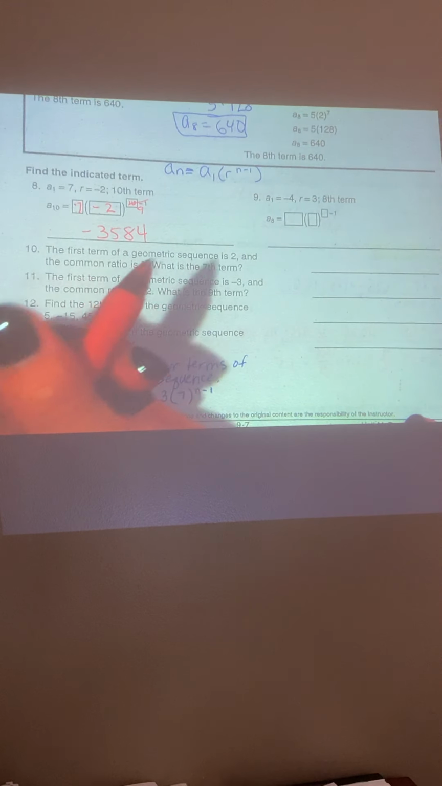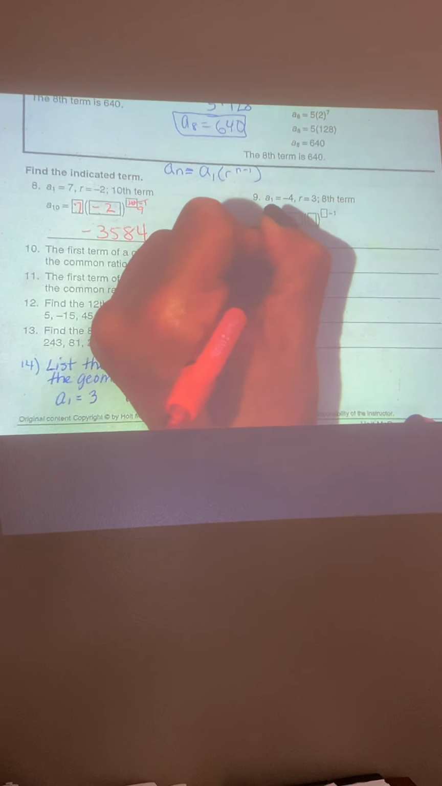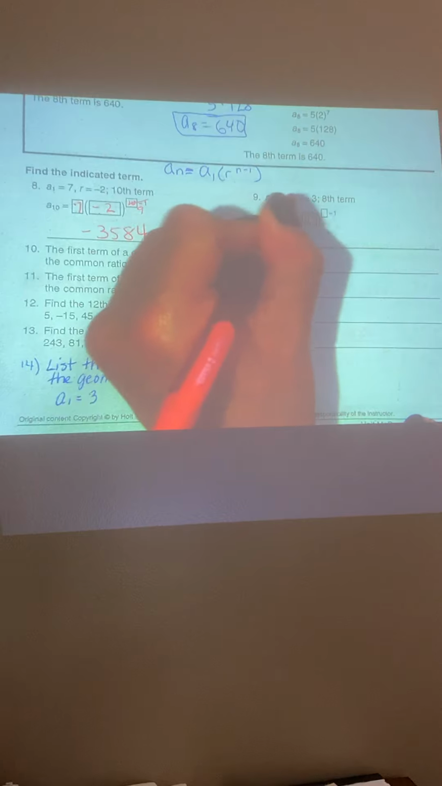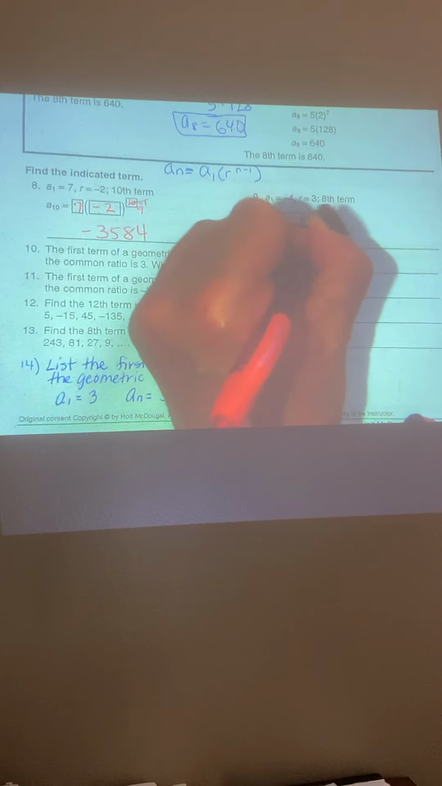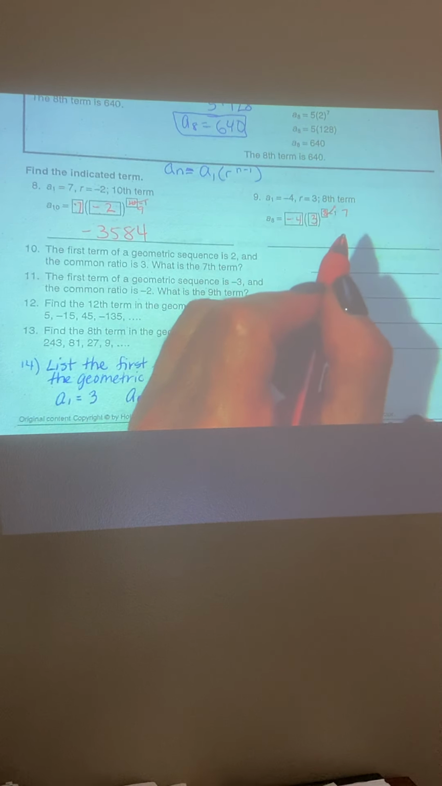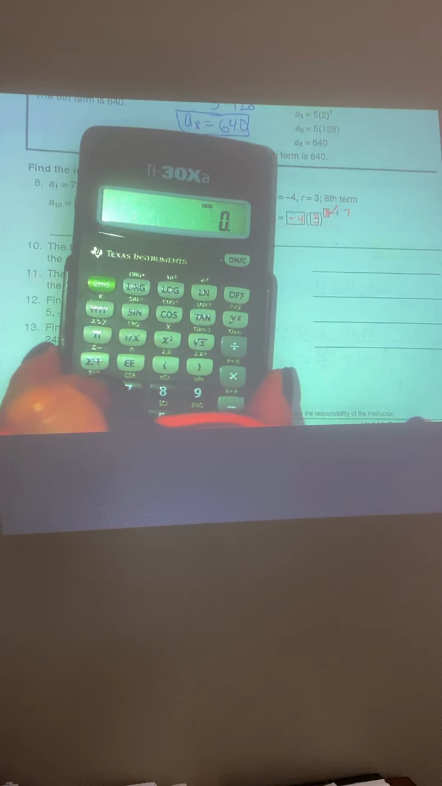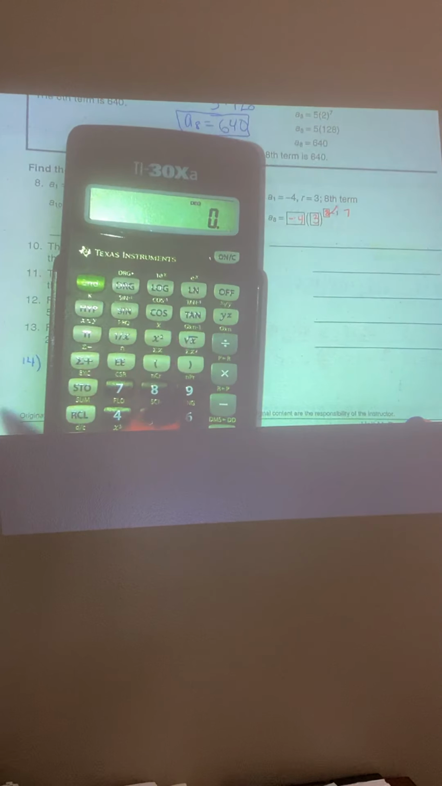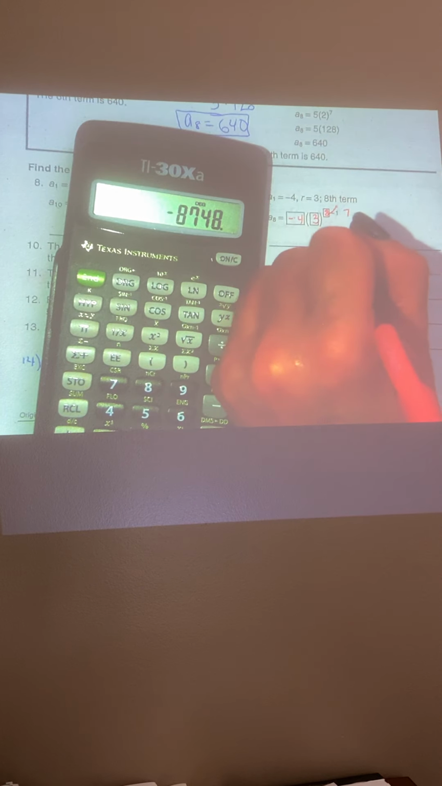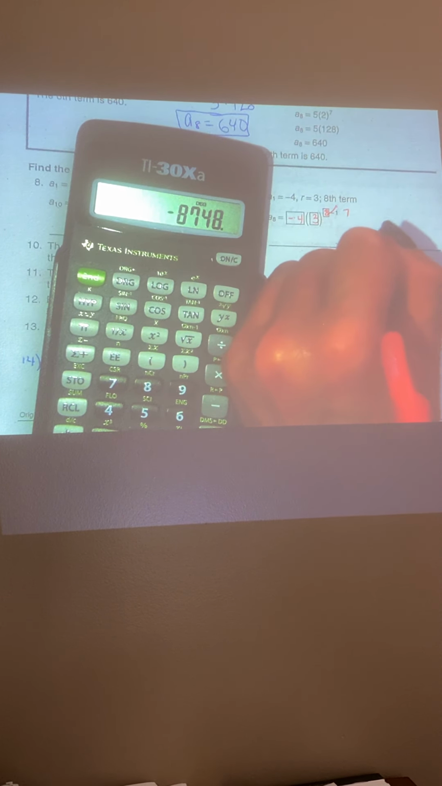Okay, 8th term. First term, negative 4, times 3 to the 8 minus 1. 8 minus 1 is 7. So, 3 y to the x, 7 equals, times negative 4. Negative 8748.